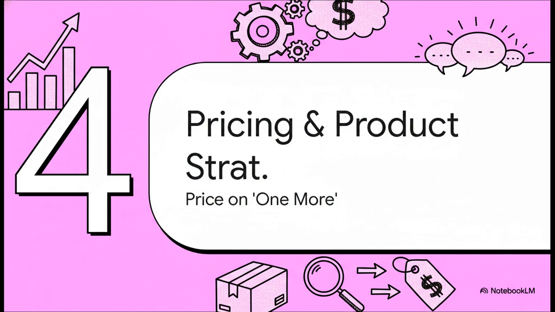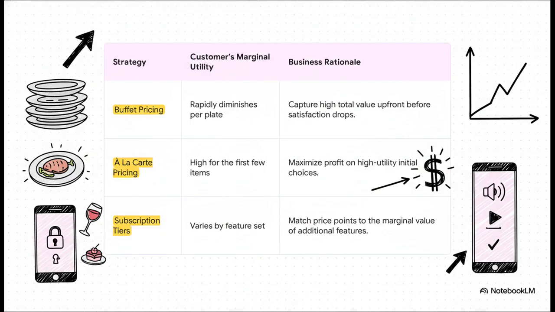Now let's get even more practical. Let's see how this simple MRMC framework shapes some of the most common pricing and product strategies that you encounter every single day. Take a look at this table. It shows how different business models are explicitly designed around the principle of marginal utility. Buffet pricing, they charge you a high fixed price up front because they know your marginal utility for each additional plate is going to drop off a cliff.